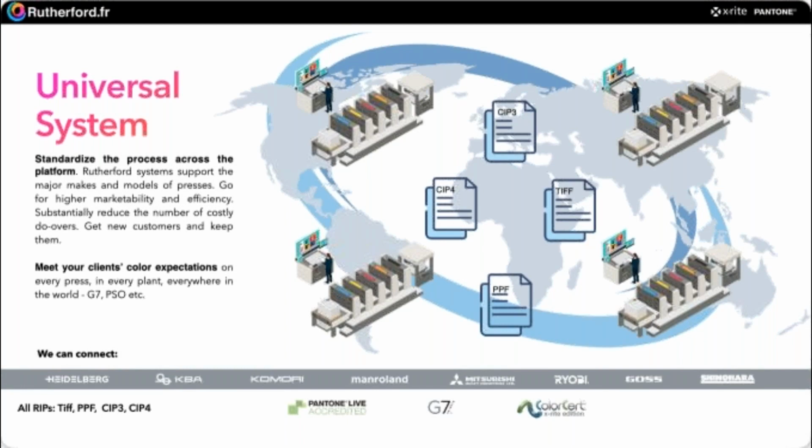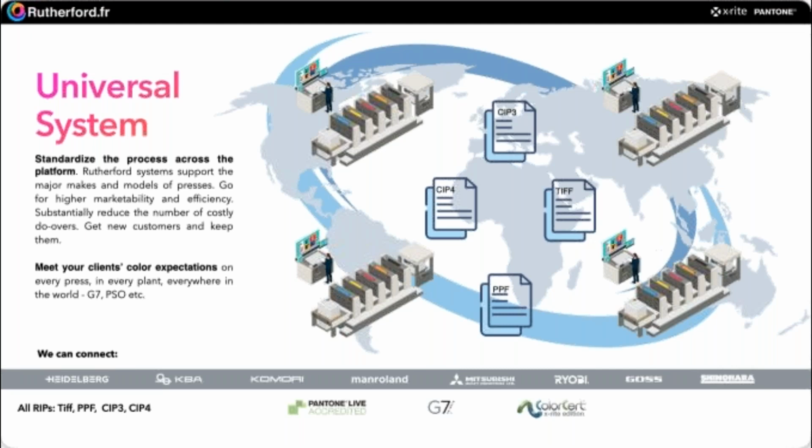Can you hear me, guys? Okay, so you must look for a universal system that will help you to standardize your process across the plants, across the different brands of press you're using. So you must have a solution that will adapt the make-ready files, the pre-press files, to each individual press. So you may use a KBA here, you may use a Man Roland, you may use a Komori. You just want to print the same sheet of paper.